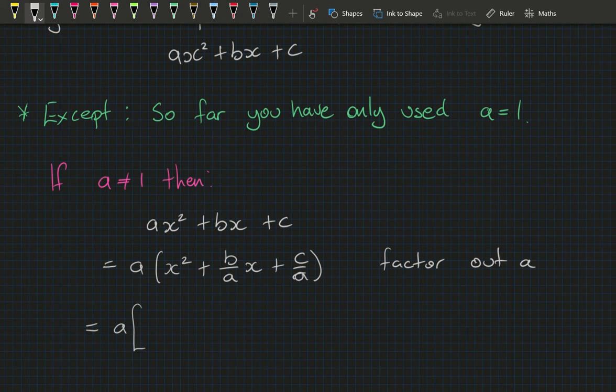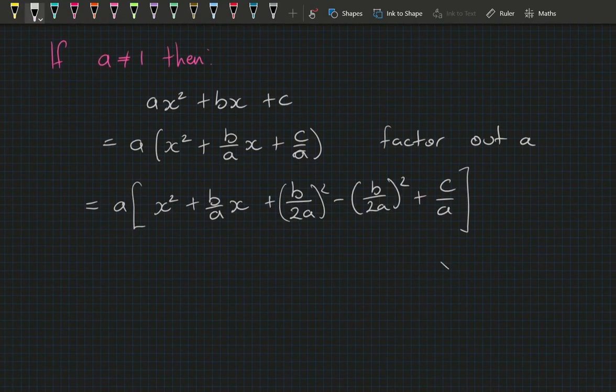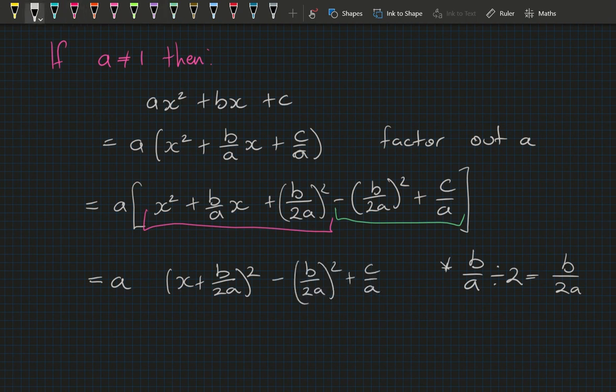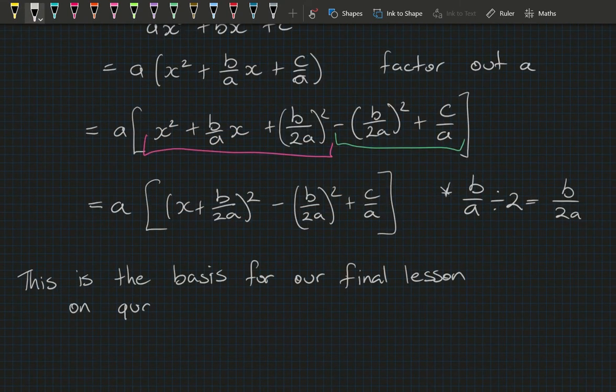Then inside those brackets you can add b divided by 2a squared and subtract b divided by 2a squared. Still adding 0, but remembering that b divided by a, all divided by 2, is actually equal to b on 2a. Now of course everything's still going to be multiplied by a, but these three terms here have become x plus b on 2a all squared. And these last two terms haven't changed at all. And obviously we've still got the a factored out, so we need to multiply it across. This formula may look a bit complicated, but I hope it doesn't for you right now, and it will form the basis for our final lesson on quadratics.